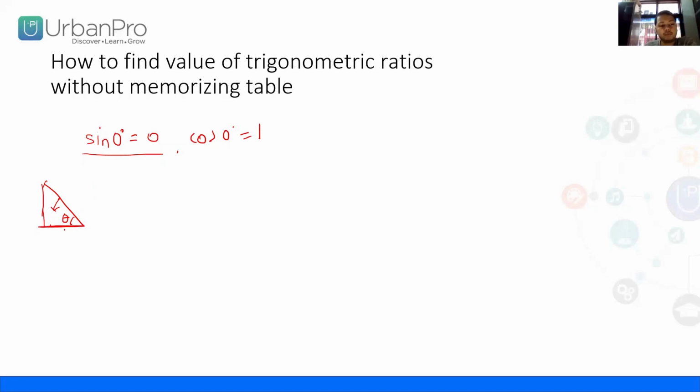So why is cos 0 equal to 1? Again, the formula for cos is adjacent upon hypotenuse. So if this hypotenuse overlaps on this adjacent side, then both sides will be equal. If this AC overlaps on BC, this A will come here, and adjacent upon hypotenuse, BC upon AC, will get cancelled, and you will get 1. So that's why cos 0 is 1. So you can directly memorize that sine 0 is 0 and cos 0 is 1. There is alternate 0 and 1.